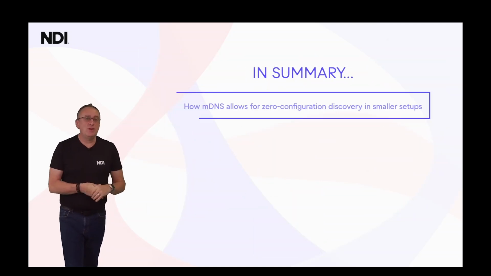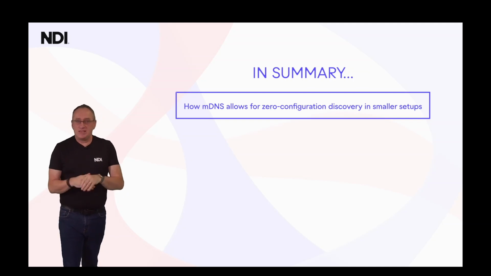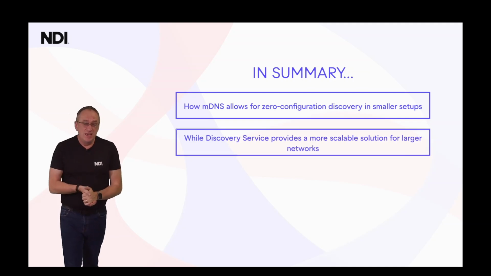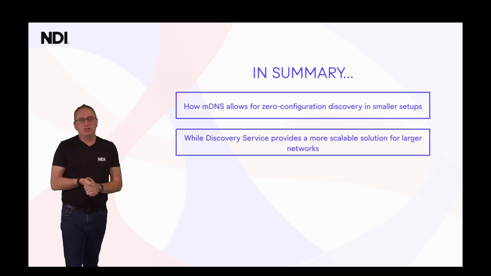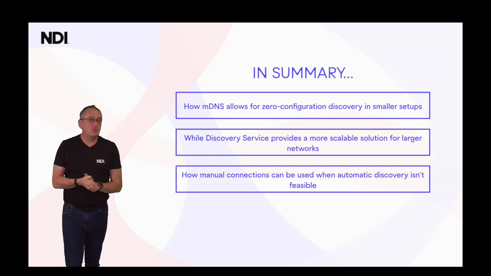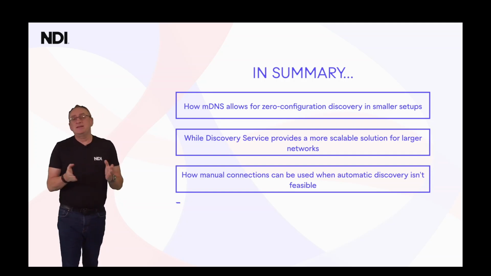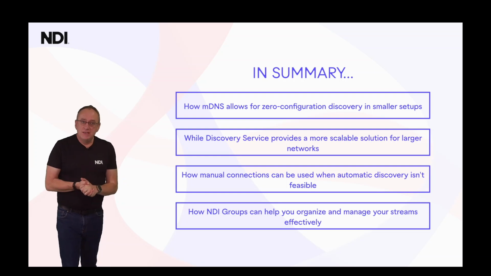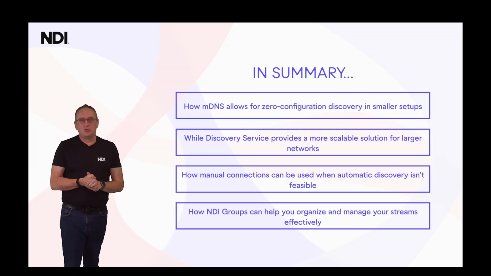We've explored how mDNS allows for zero configuration discovery in smaller setups, while Discovery Service provides a more scalable solution for larger networks. We've also covered how manual connections can be used when automatic discovery isn't feasible, and how NDI groups can help you organize and manage your streams effectively.